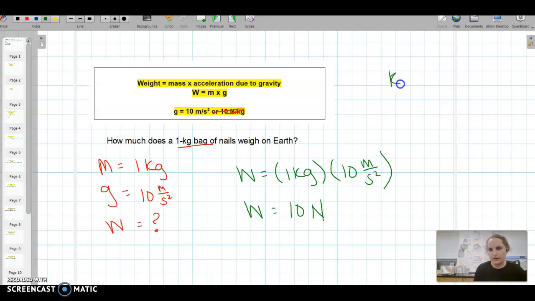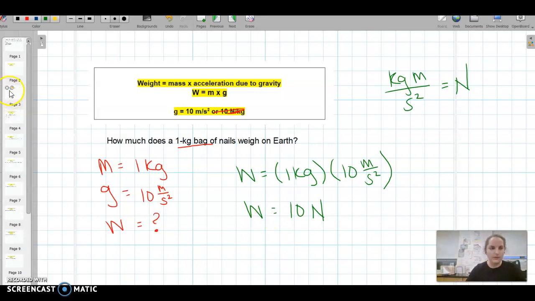A kilogram meter per second squared is equal to a newton. So always just put it in newtons unless you are asked to solve for it in pounds. Then it's a totally different conversion, so you don't have to worry about it at this point. But if you have weight equals mg, know that you are measuring your weight in newtons because it's a force of attraction, and we measure forces in newtons.